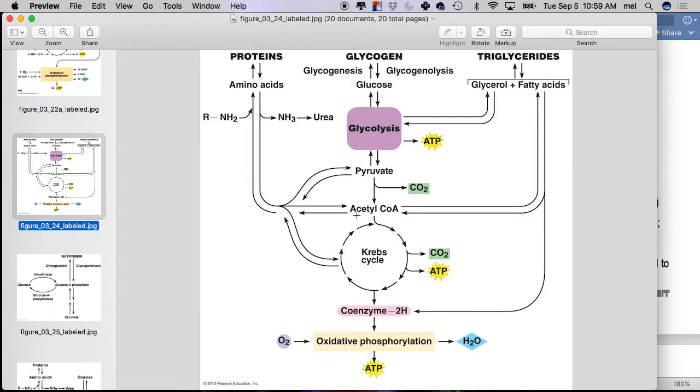So we're going to go through this one more time. Did we use any more sugar? No, we just used the breakdown products from the first molecule of sugar. Did we use oxygen? Yeah, we use oxygen in Krebs. Did we generate carbon dioxide?